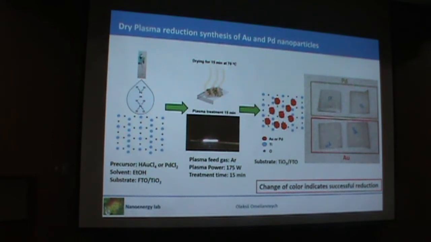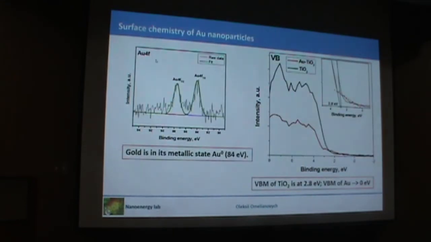And here are the actual photographs of my samples after the plasma synthesis. You may see some brownish tint of the palladium glass and some reddish or pinkish tint of the gold-based samples. So the observed change of color is the indication of the successful reduction of the salt, because before the reduction there was basically no change in color. It was transparent.